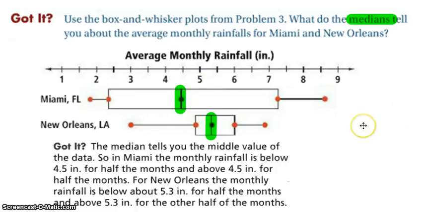What the median conveniently does is split my data in half, so I could say for half the year I have less than 4.5 inches in Miami, and for half the year I have greater. Same thing with New Orleans. I could say for half the year I have less than about 5.3, I mean, we could easily say 5.5, and then greater than around that for the other half of the year.